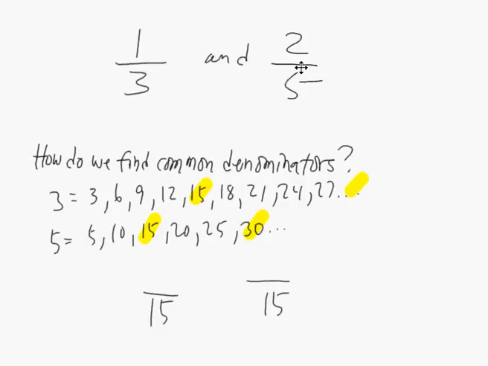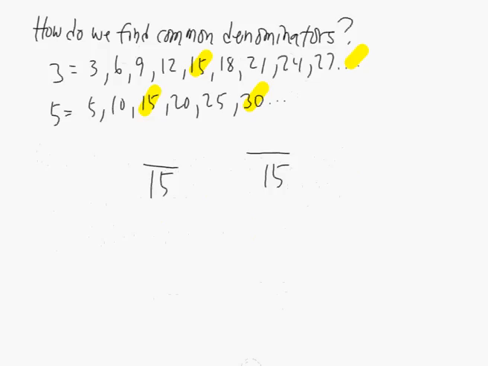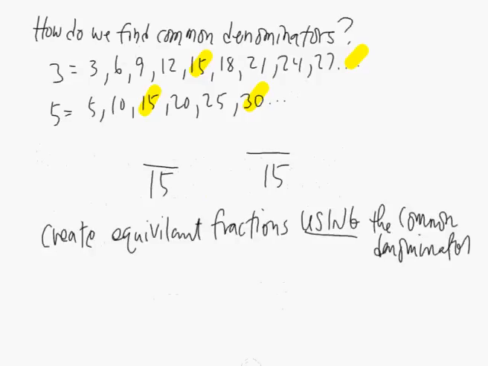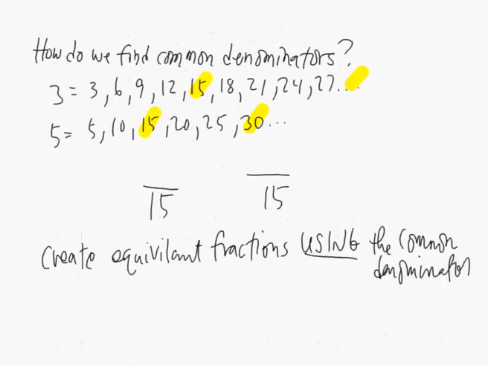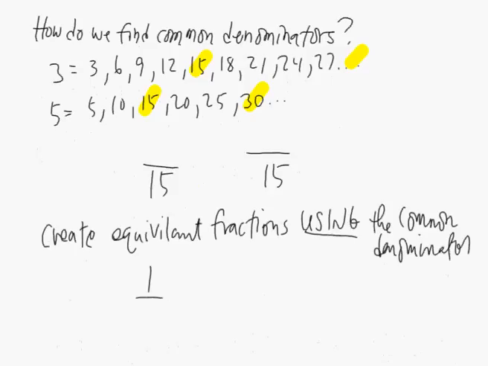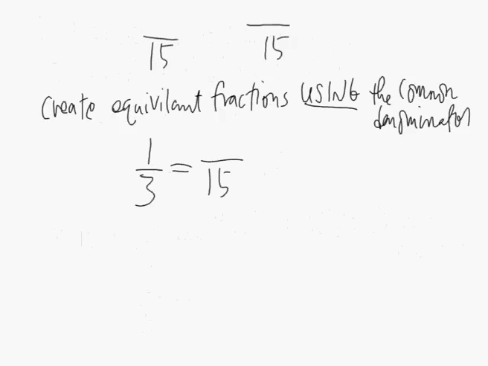Okay? Now, why do we find that? Because once we know a common denominator, the next thing we're going to do is create equivalent fractions using the common denominator. So if I go back to that first question for 1/3 and 2/5, I can take 1/3 and say 1/3 is equal to, or is the same amount as, a fraction cut into 15 parts. So let's draw this a little bit. Maybe it'll help to see it as a drawing.